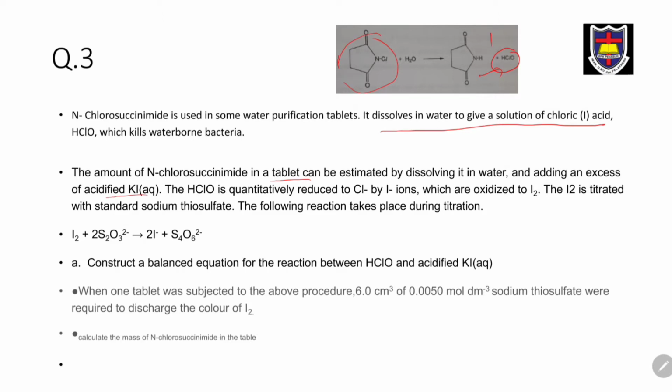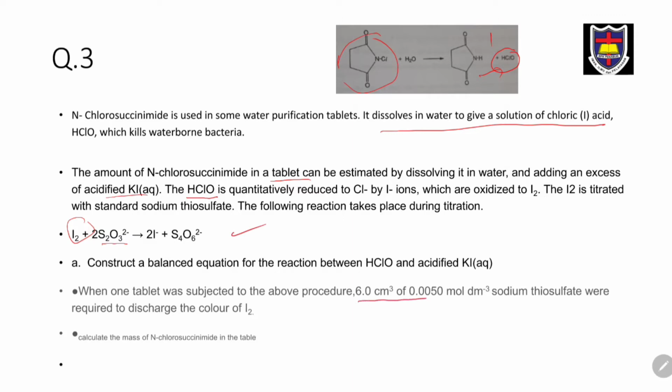KI reacts with HClO, which is an oxidizing agent, which oxidizes KI or I minus into I2. And then the I2 produced from the reaction of the solution of the tablet, which contains HClO, with KI releases I2 or iodine. We titrate with sodium thiosulfate in this equation.